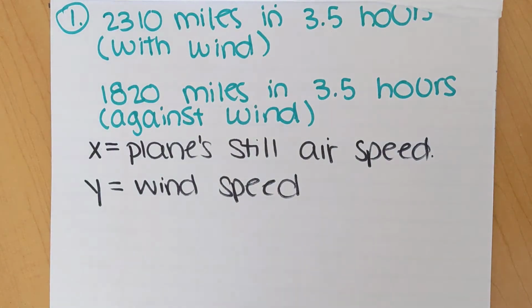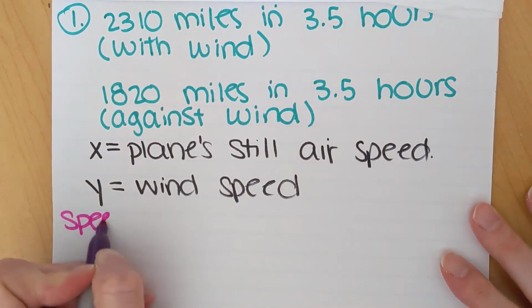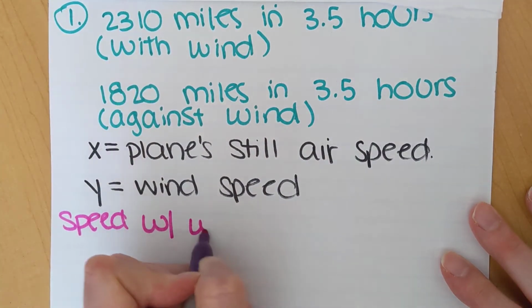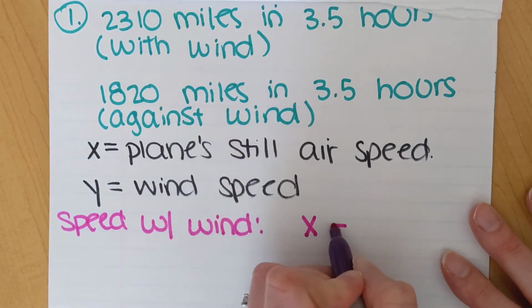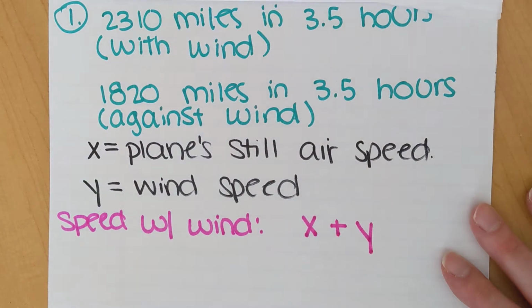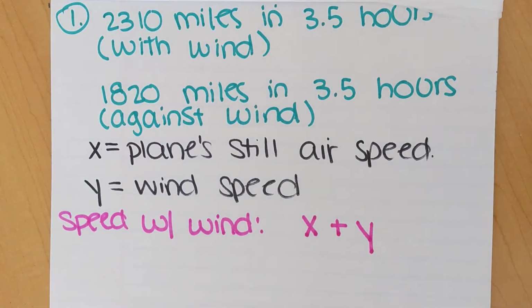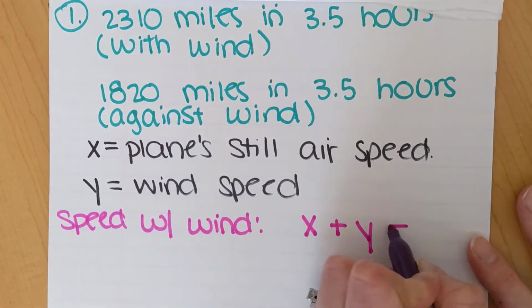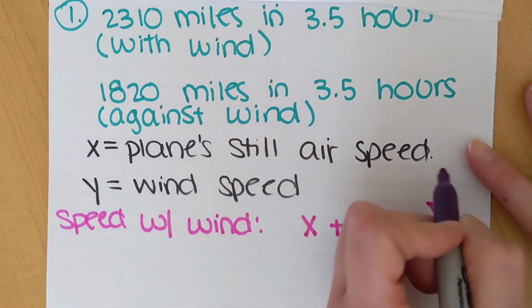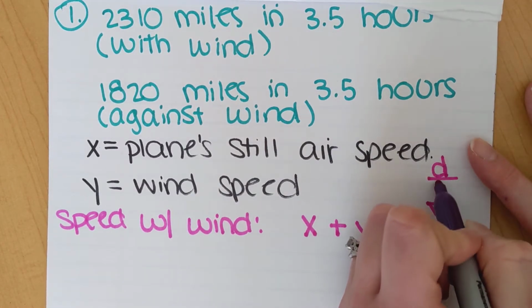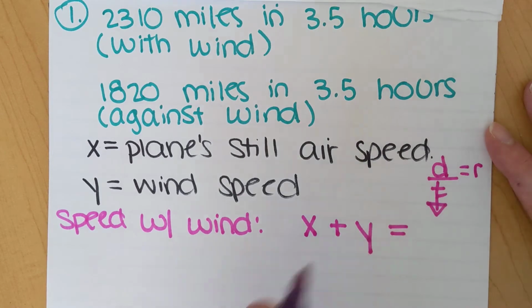So if you think about the idea of the plane flying with the wind and against the wind, when you are going with the wind, you will have the initial airspeed, and then in addition to that, you will have the wind speed, because now the wind will be helping the plane, it will be pushing the plane further along. Now, this needs to be equal to the speed that we know coming from the distance formula, that distance over time is equal to rate.